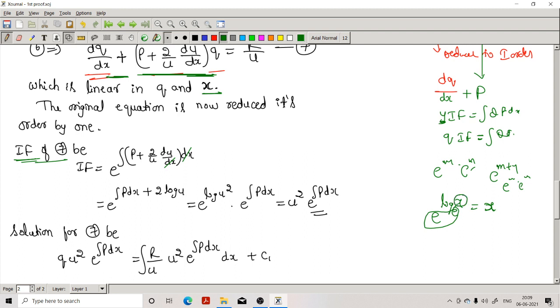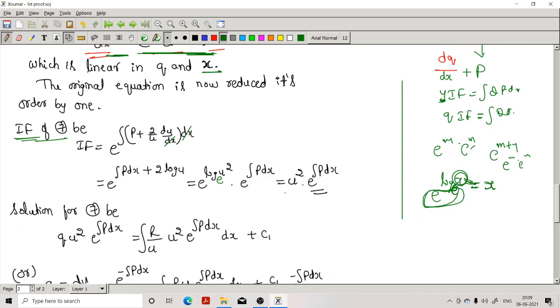Whatever the term here, we will get the same. By reverse taking log, you will get the same expressions, or you can just verify those expressions. Just remember e power log of whatever the term, with base e, is equal to the term itself. Therefore e power log u square, with base e, is nothing but u square, into e power integration of p dx.